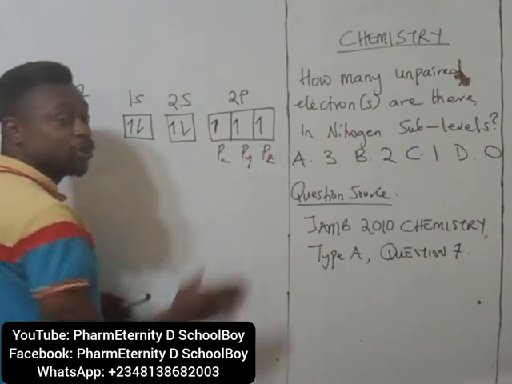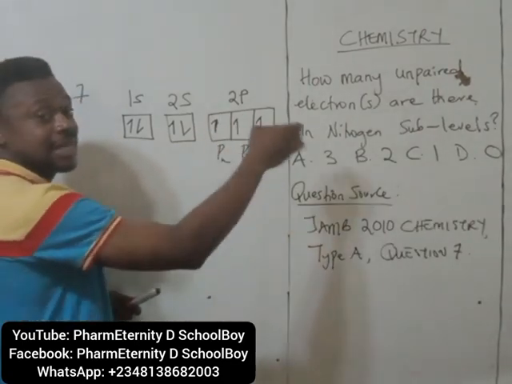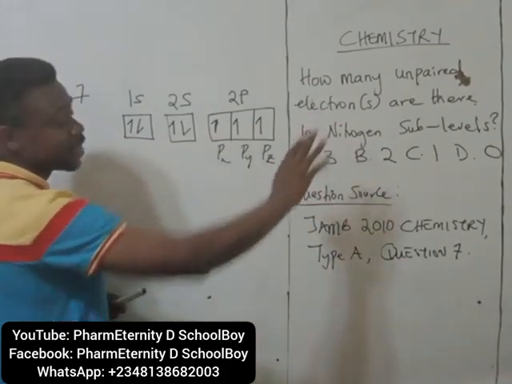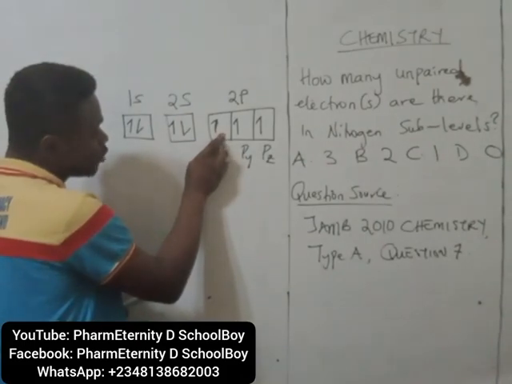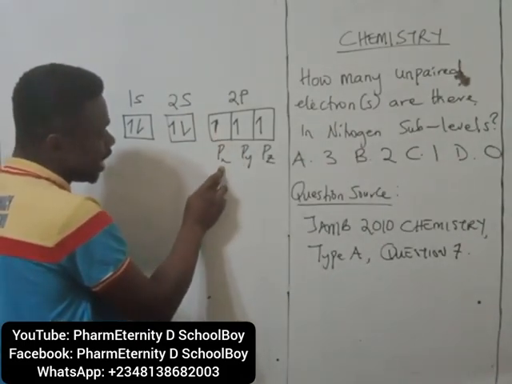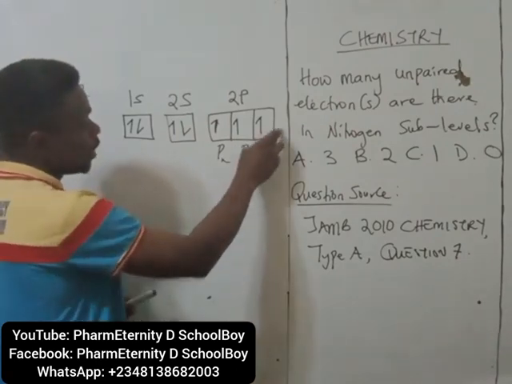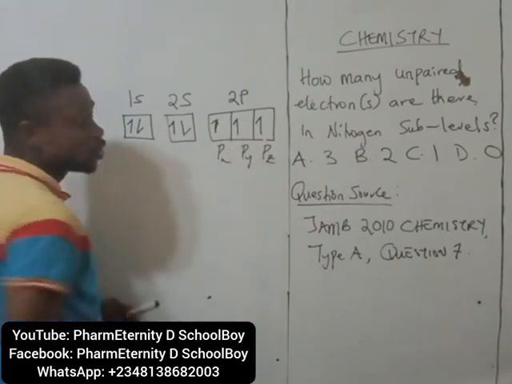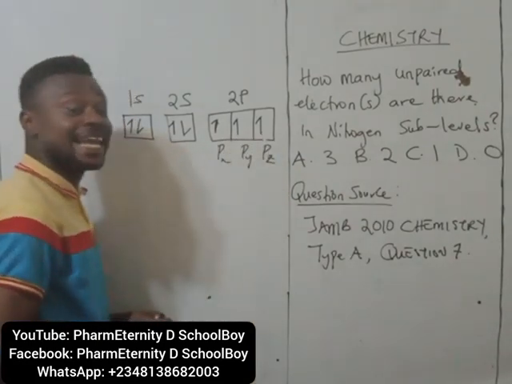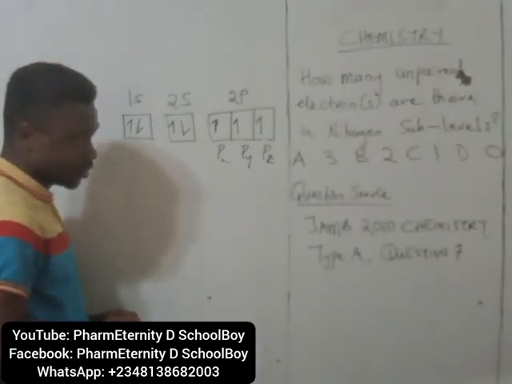But I'm coming to the p orbitals. In an attempt to fill the degenerate orbitals singly first, the electrons got exhausted. So here now, the one in px is unpaired, the one in py is unpaired, the one in pz is unpaired, and there are three in number, 1, 2, 3. So there are 3 unpaired electrons in nitrogen sublevels.